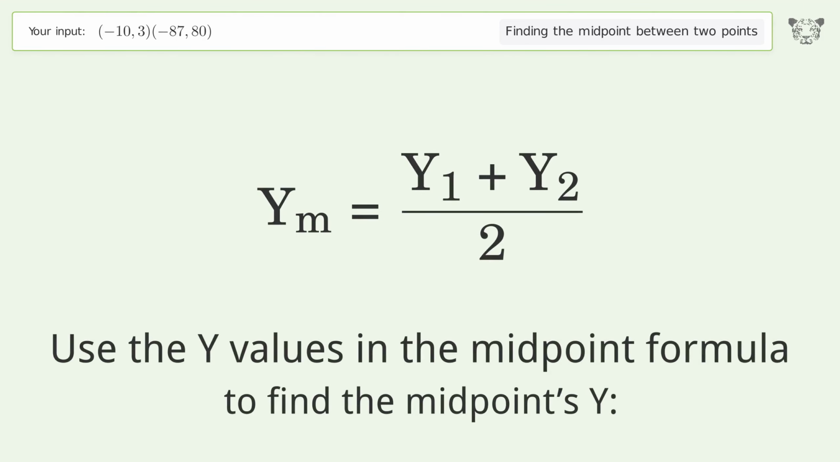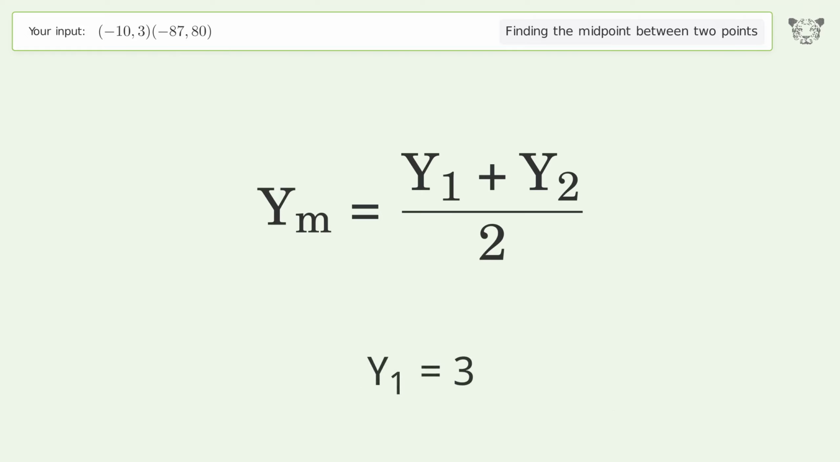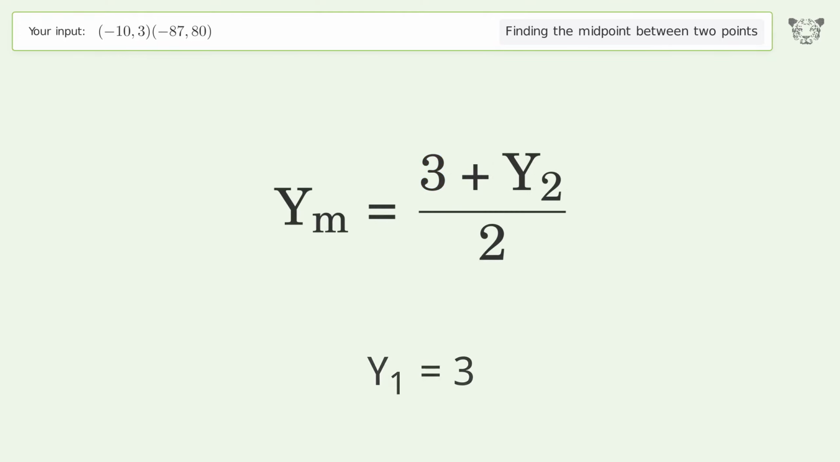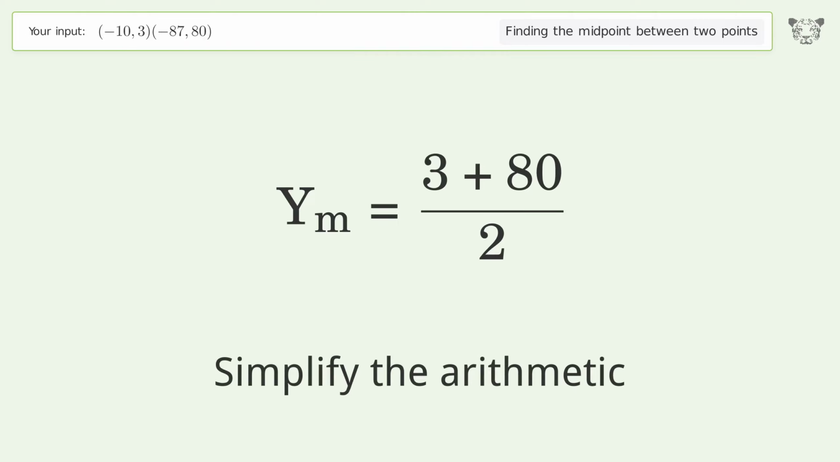Use the y values in the midpoint formula to find the midpoint's y. y1 equals 3, y2 equals 80. Simplify the arithmetic.